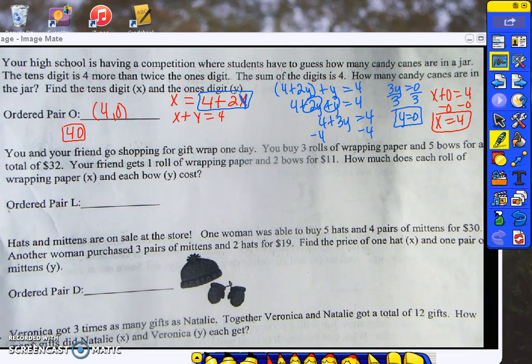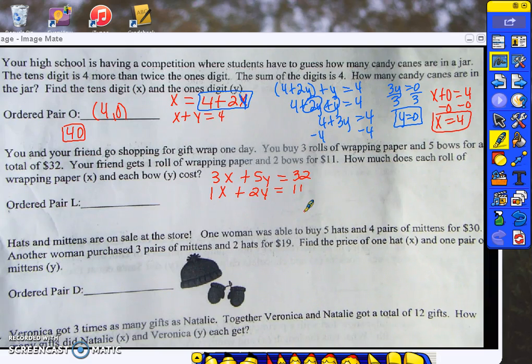So you're going to go to the right 4, up 0, put a point, and label it O. Alright, the next one. You and your friend go shopping for gift wrap one day. You buy 3 rolls of wrapping paper, which is X, plus 5 bows, which is Y. It's a total of $32. When you see total, that's going to be most of the time on the equal sign by itself. Your friend gets 1 roll of wrapping paper and 2 bows for $11.